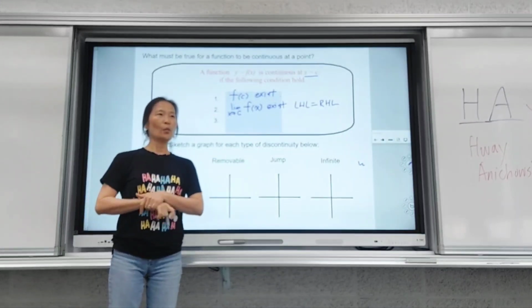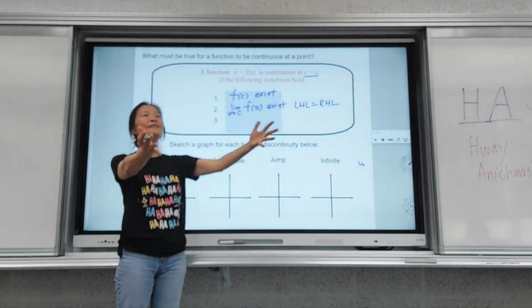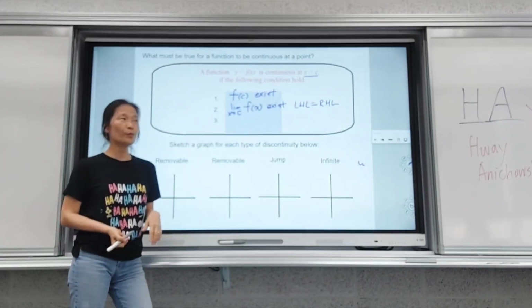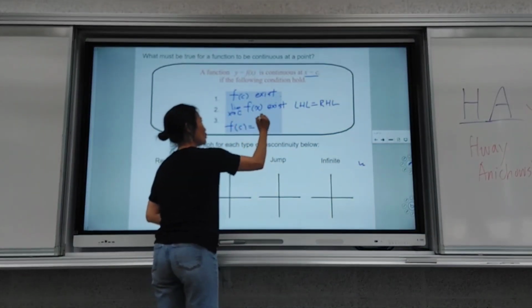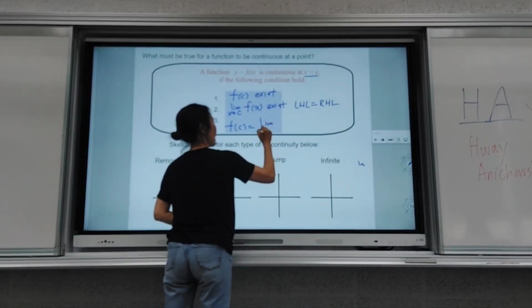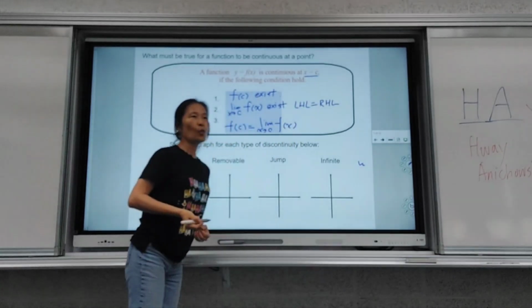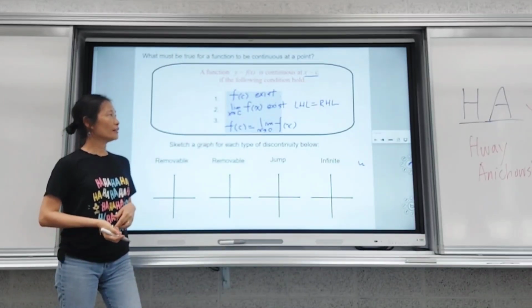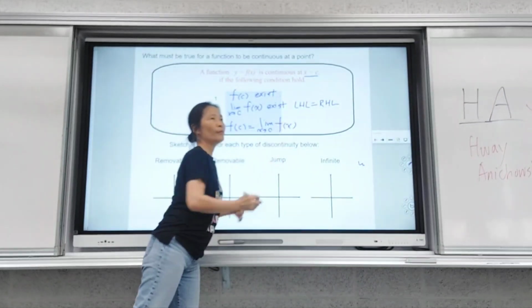What about the third one? Yes, these two, 1 and 2, have to be the same value. The value of f of c needs to be equal to the limit, the same height. All right? So when you are justifying why the function is continuous at a certain point, these are the things you have to show me.